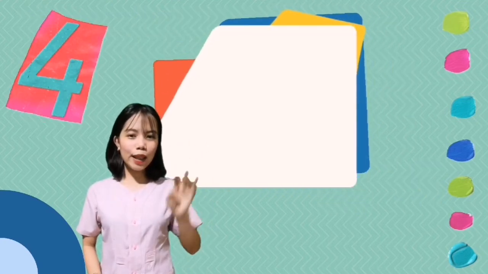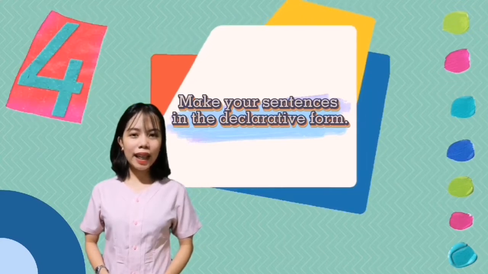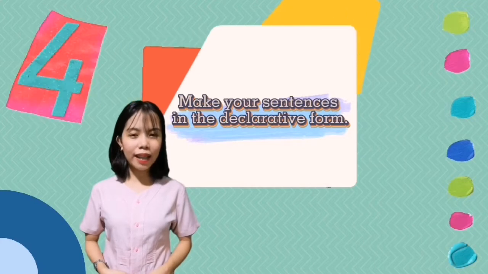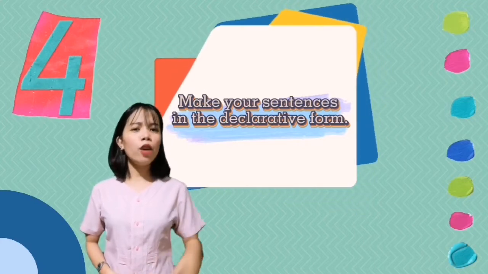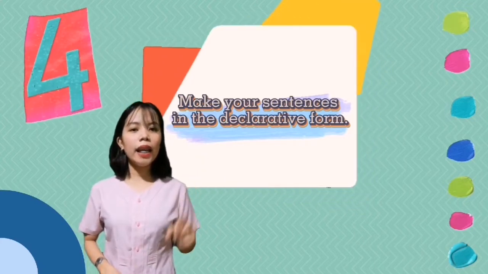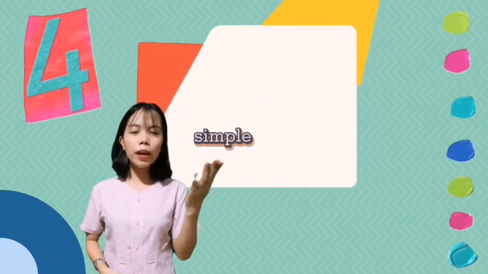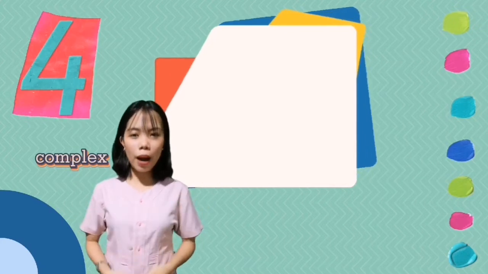Fourth tip is always make your sentences in declarative form, for your main purpose is to present and give ideas. And when we say declarative sentence, it is simply a statement that relays information. It can be a simple, complex, or compound sentence.